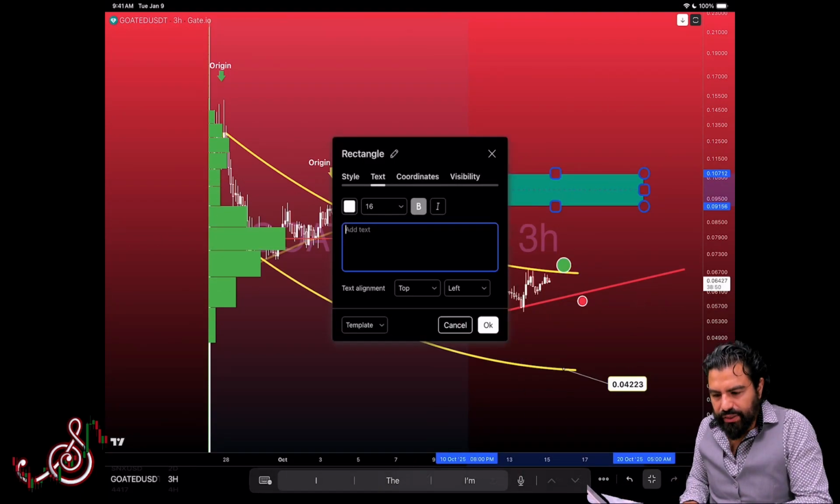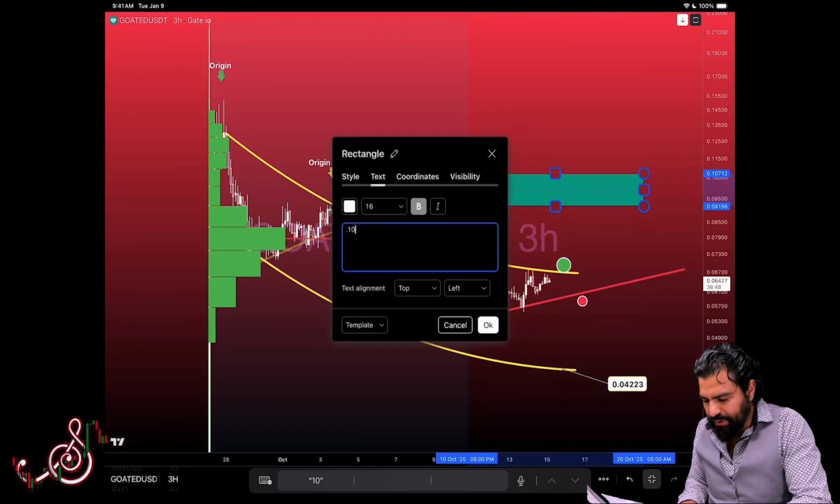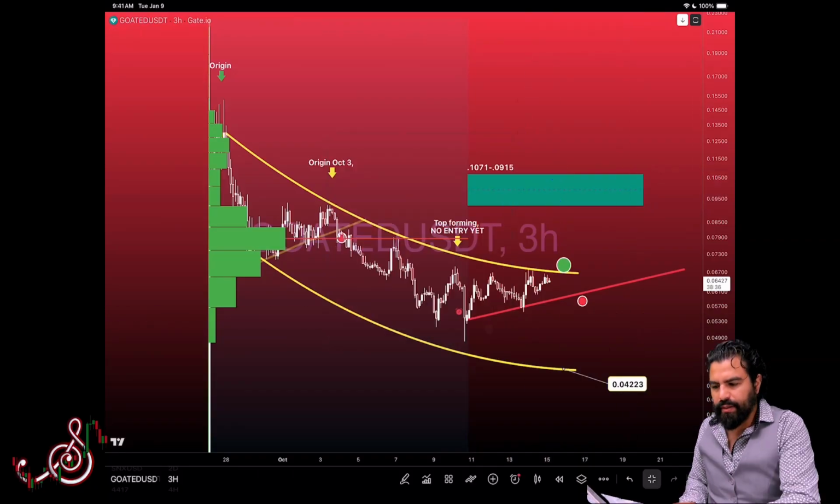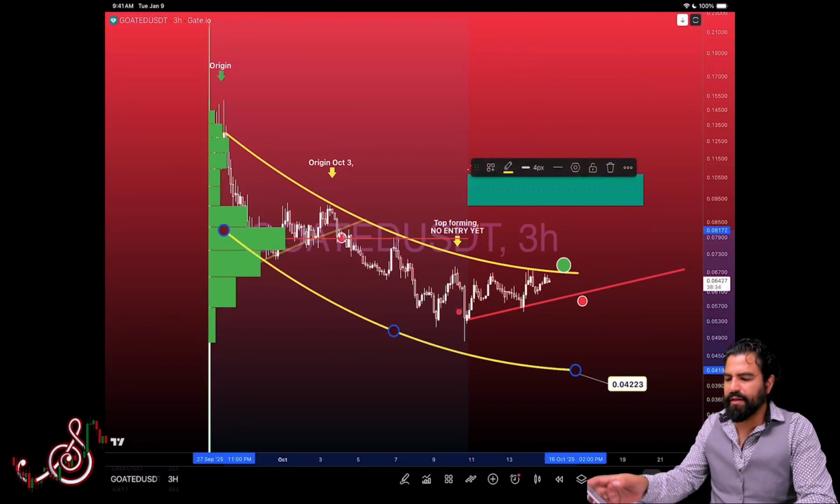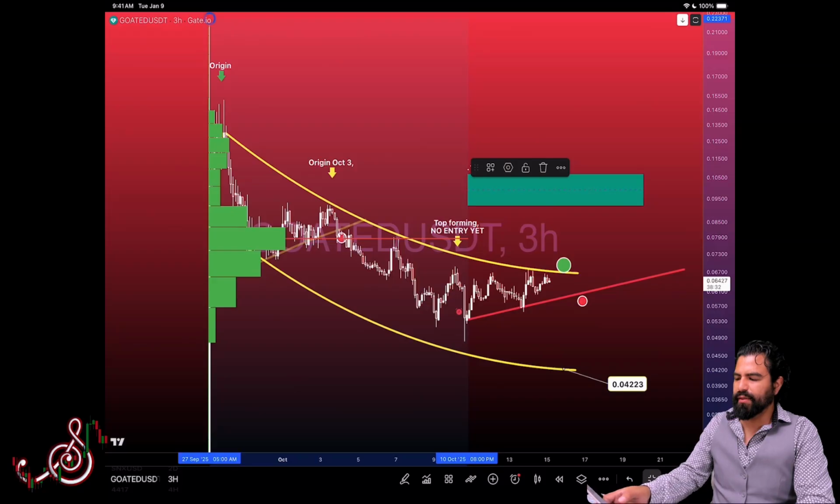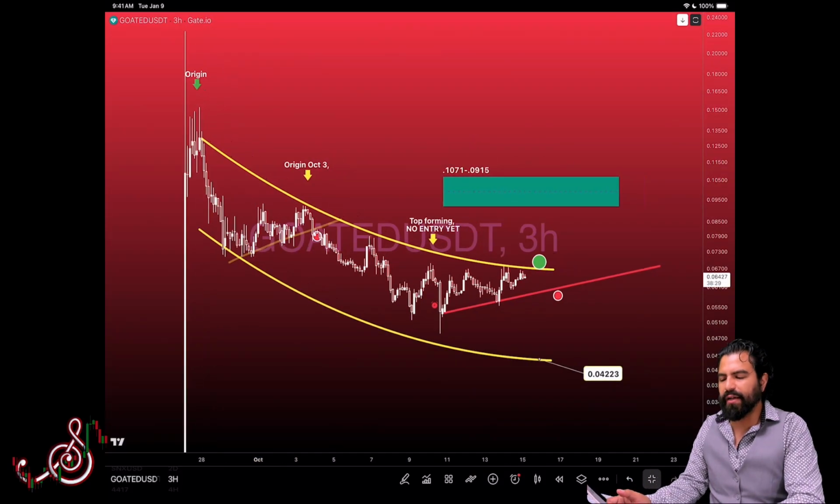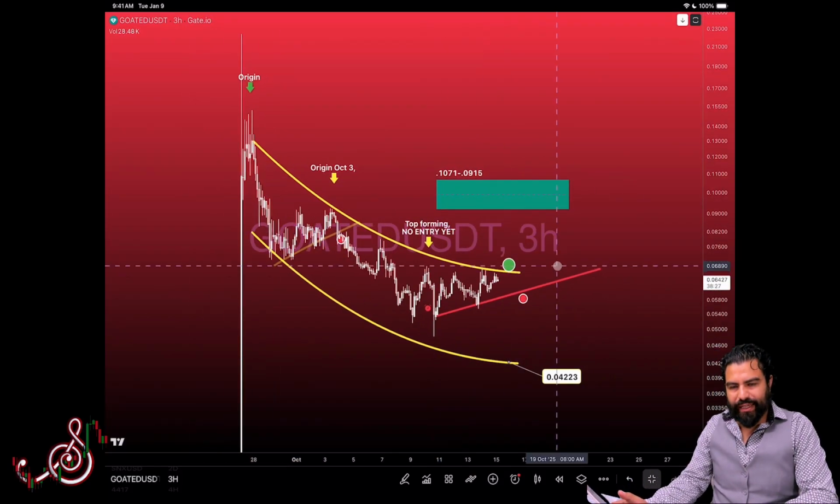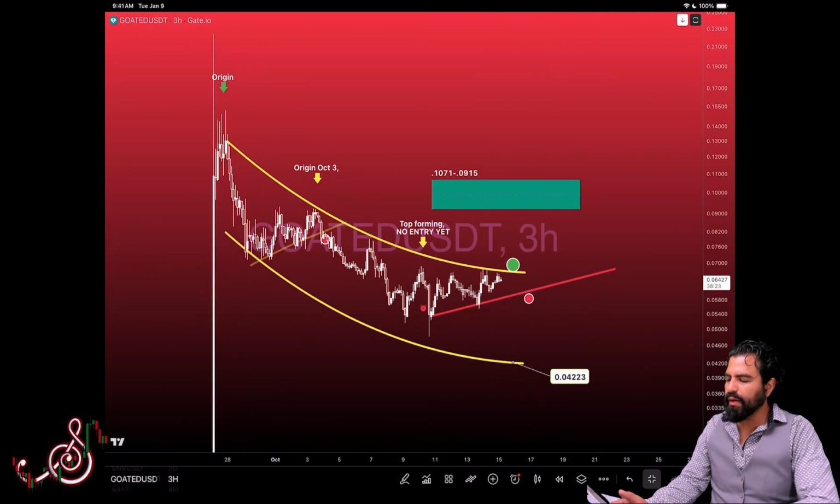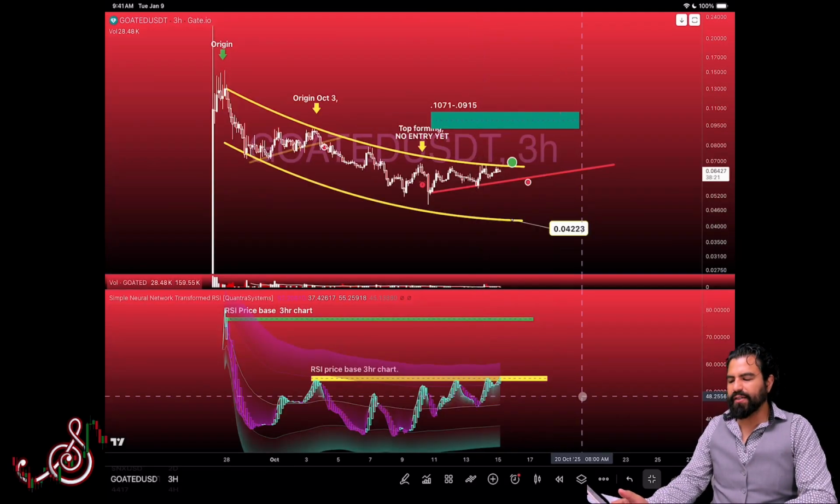I'll give you a price range for this, 0.1071, 0.0915. Now, I don't know if that's going to trigger or not, but there is a target there. And that's all I got. Will I be able to get this trade? Maybe. There's another thing we can do with RSI.